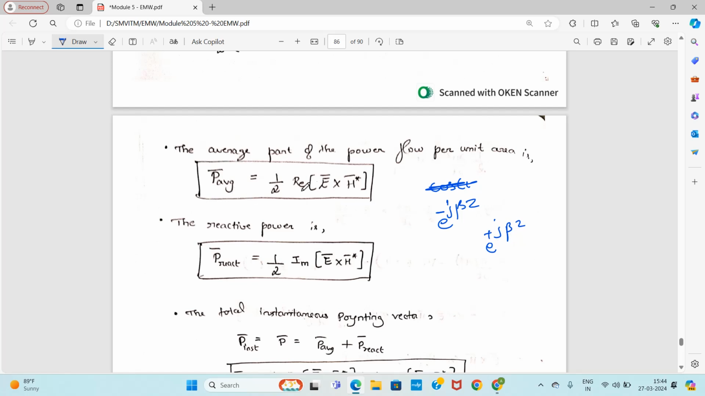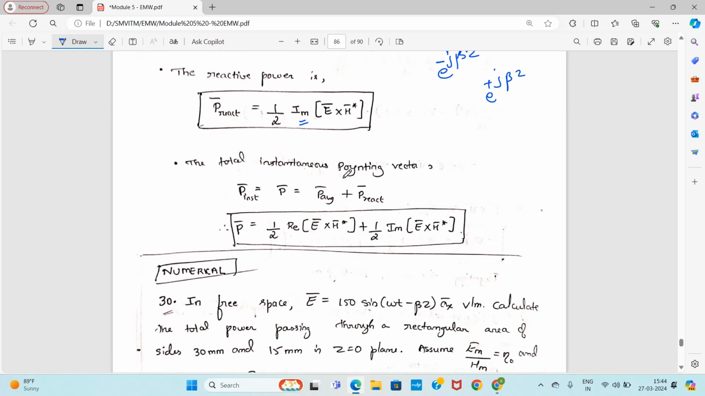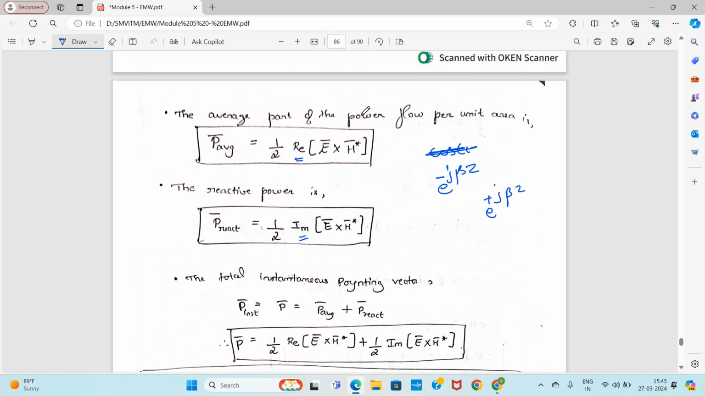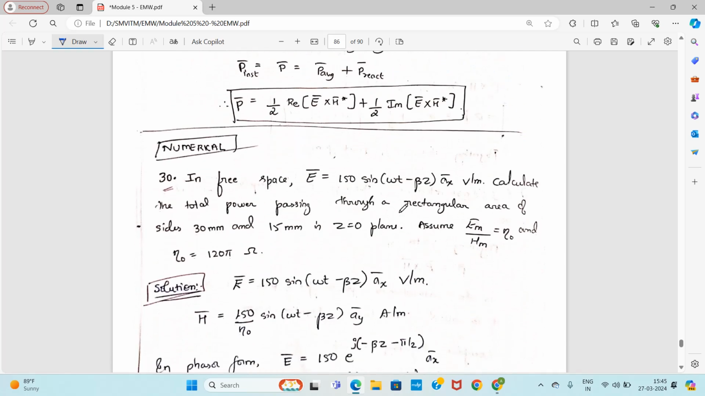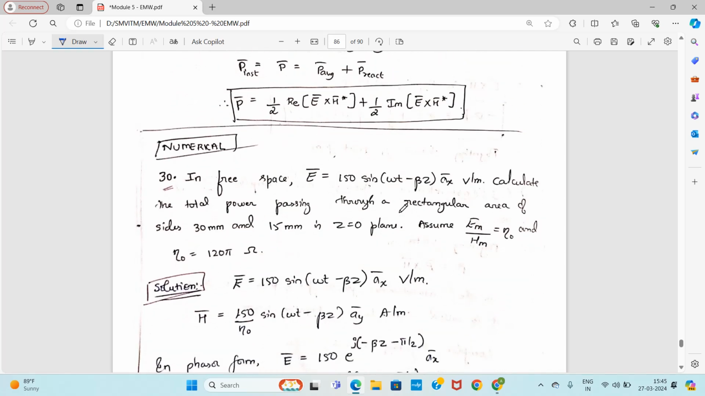Okay. So this is called average power and this is reactive power. For average power, we take the real part. For reactive power, we take the imaginary part of this. Okay, and the total instantaneous power is a combination of these two, the addition of these two. So please remember these two formulas, average power and reactive power, for problems. Okay, that's it from Poynting vector and Poynting theorem. Just the main formulas you need to know.